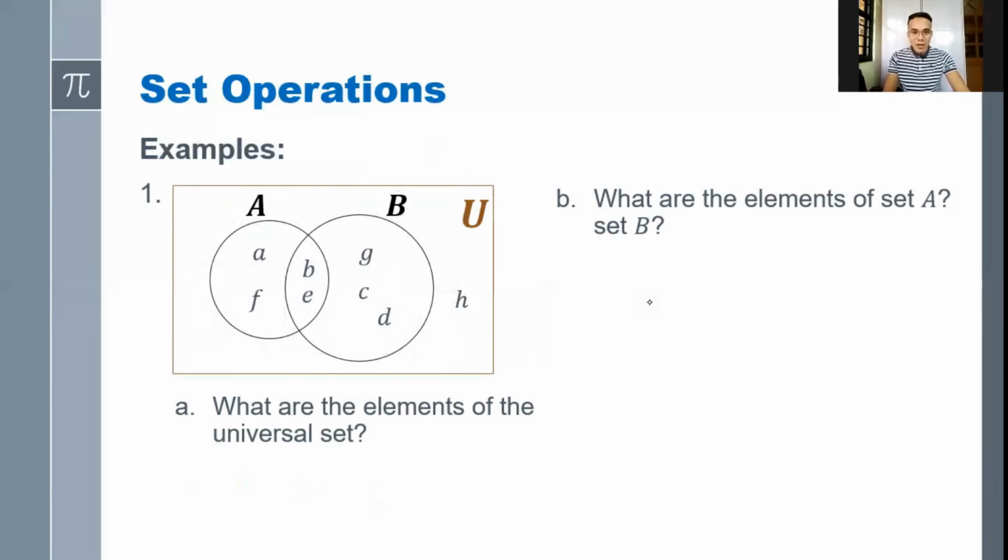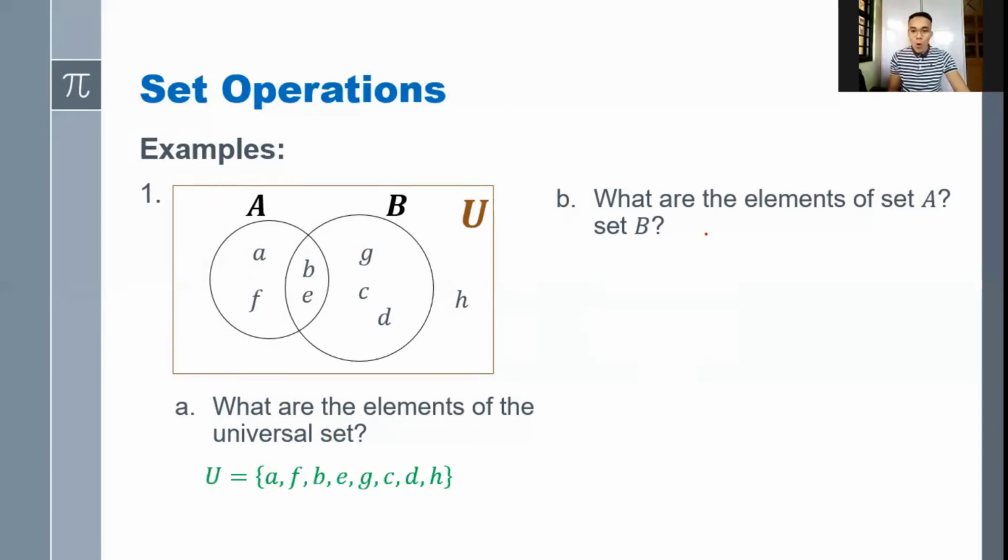Let's have example number 1. Given this Venn diagram, we have the universal set. A and B are subsets of U. What are the elements of the universal set? You're going to list down all the elements you see inside the rectangle. And these elements are A, F, B, E, G, C, D, and H. Okay, remember that you are going to separate each element with a comma.